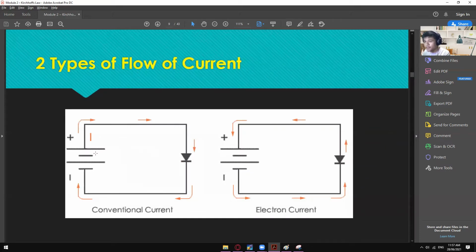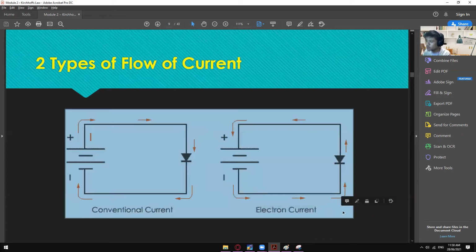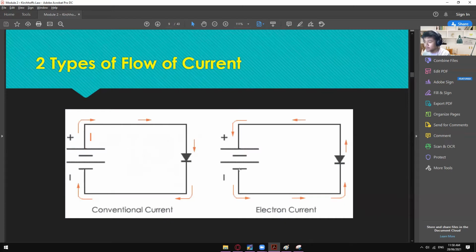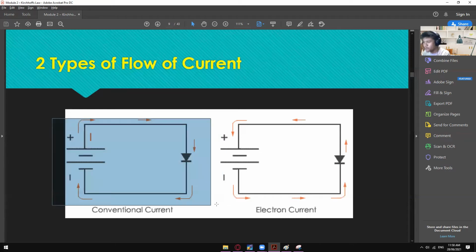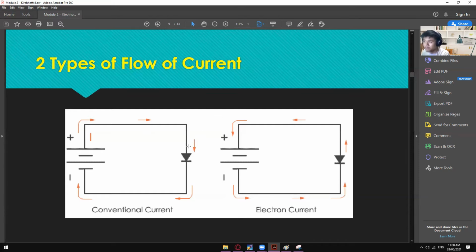All right, so we have here the clockwise. We actually call that one conventional current. Okay, that's the technical term for that one, from left to right. And then we have the other way around, which is the anti-clockwise or the counterclockwise. We call this one electron current, because our current is flowing from the negative going back to the positive. So that's the reason why we call that one electron current. Okay, but nevertheless, let's say this is the negative way and then this is the positive way. Okay. So are we clear so far regarding the two types of flow of current?